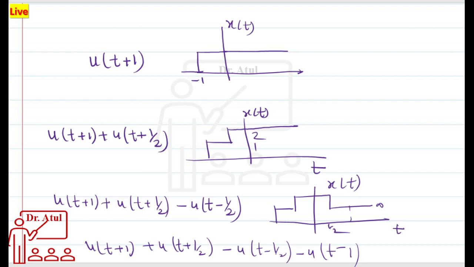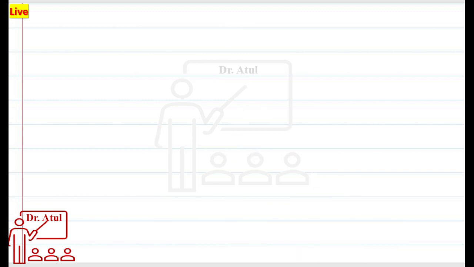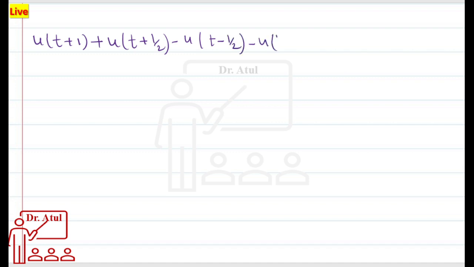The final diagram for this function will be u of t plus 1 plus u of t plus 1 by 2 minus u of t minus 1 by 2 minus u of t minus 1. Okay, I hope this one should be the answer for this.